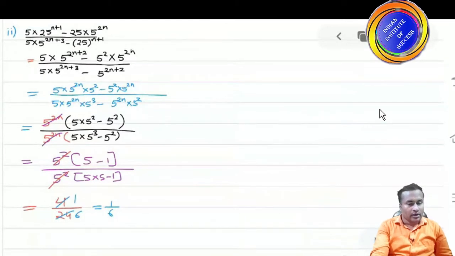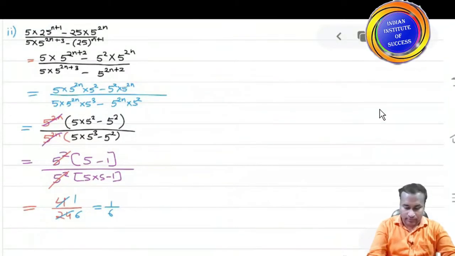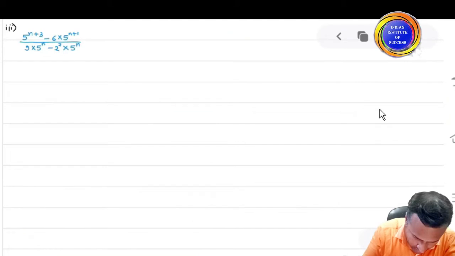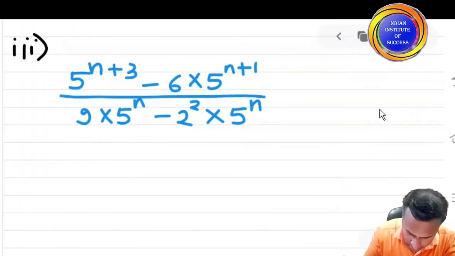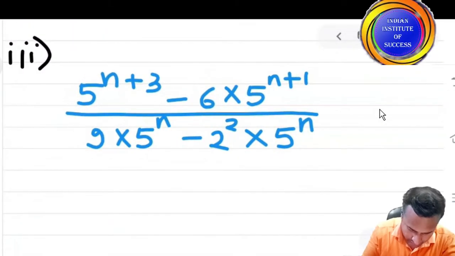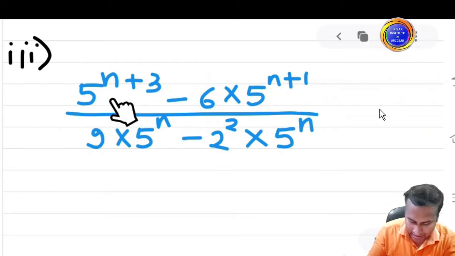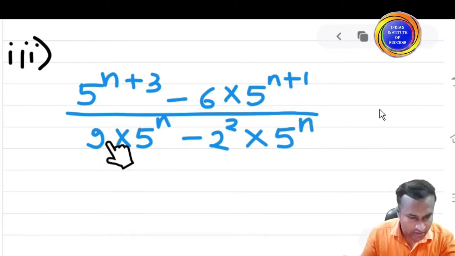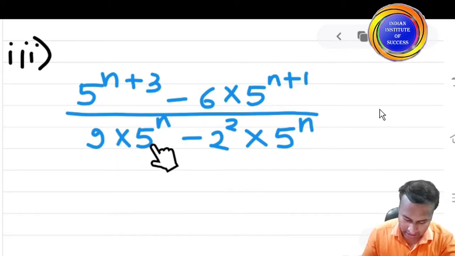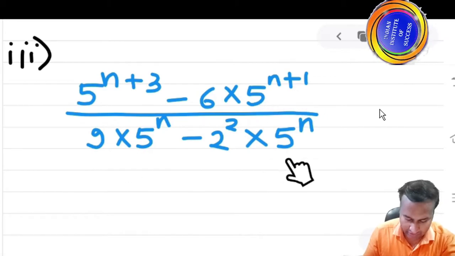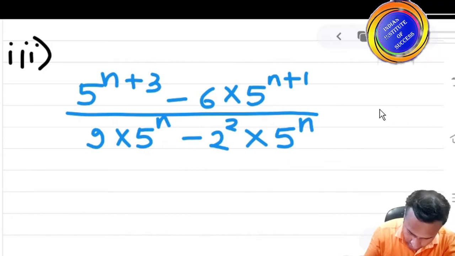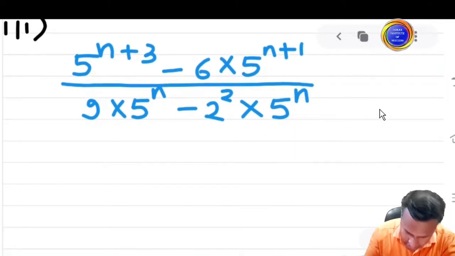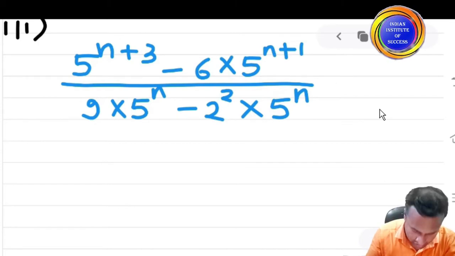Okay, now we are moving to next one, so let's move on. Third one. So third question is also simple. You can see here it is 5 raised to power n plus 3 minus 6 into 5 raised to power n plus 1 upon 9 into 5 raised to power n minus 2 raised to power 2 into 5 raised to power n. Now what will we do? We will do the same thing here also.